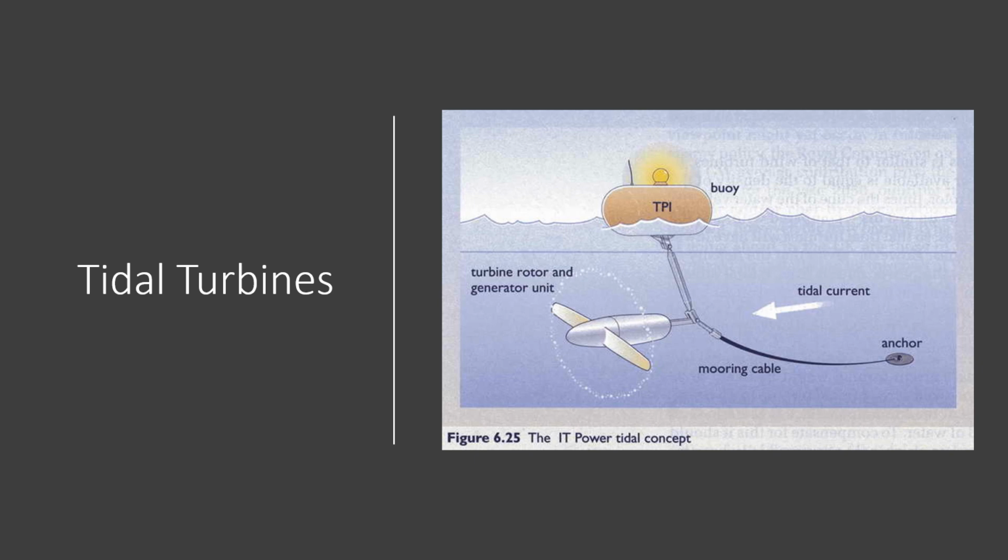Tidal turbines are nothing but we are converting the energy from the tidal current. So here you have movement of kinetic energy, okay, and this kinetic energy is going to turn the turbine rotor and then the generator unit. So therefore we can get electricity right up here, and then you can use it.